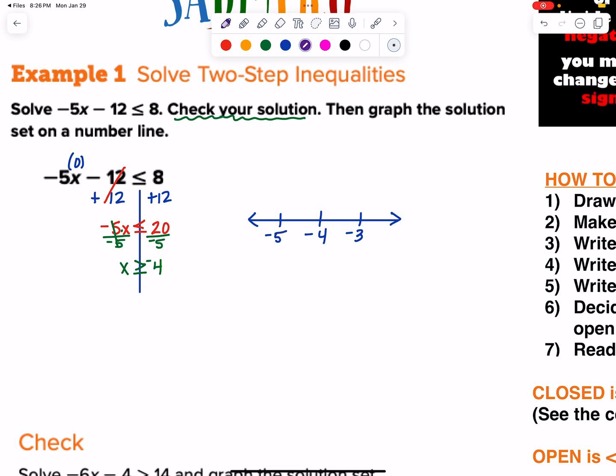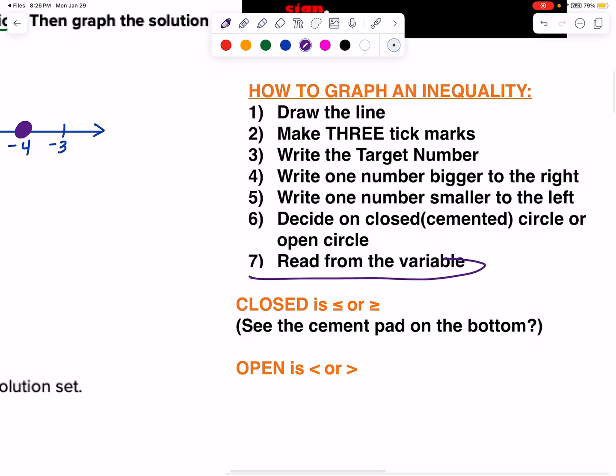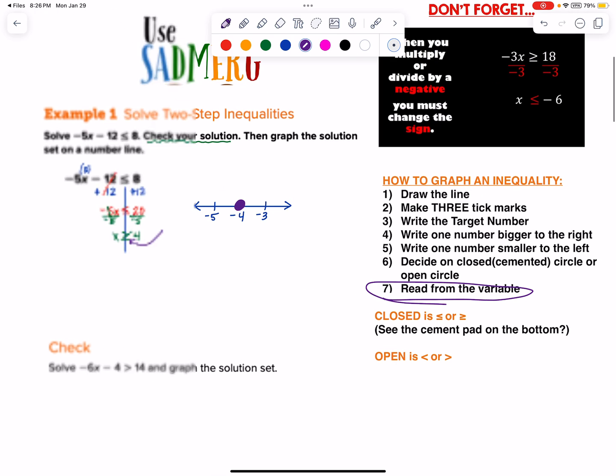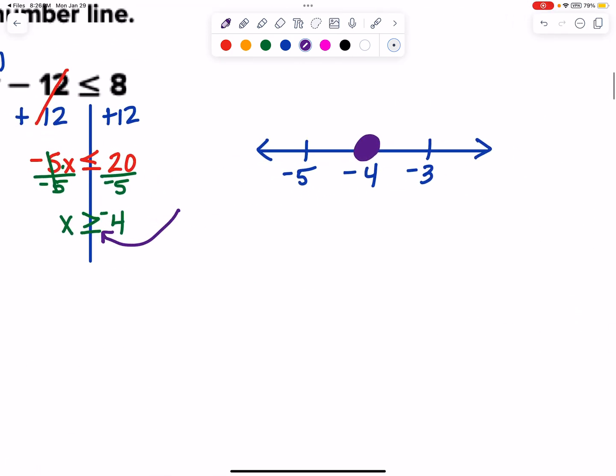Now we look, is it closed or open circle? I see the cement. It's just a trick. We're saying is equal to means fill in the circle. And then we read from the variable. Notice I put it in here now, so you don't have to write it. Reading from the variable, we have x is greater than, because when I read from the variable, I see the greater than side of that first. So we go to the right, and there we go.